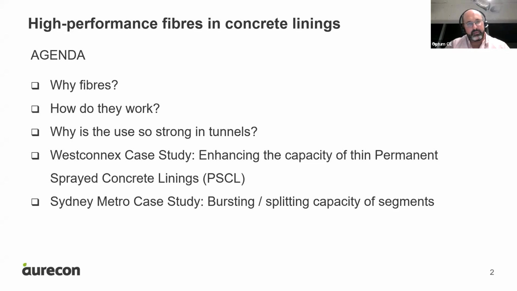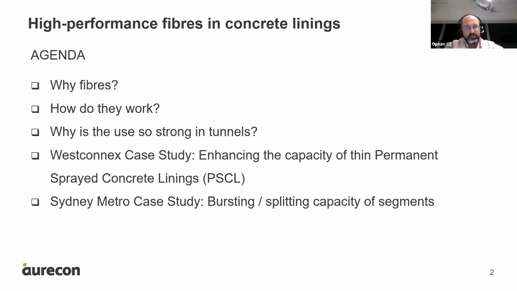And we're going to use two cases as examples. There's a Westconnex case, which is a road tunnel, and we'll focus on some of the enhanced capacity of very thin permanent linings using sprayed concrete. Here in Australia, we more commonly refer to shotcrete. But essentially it's a concrete applied pneumatically, like we spray.